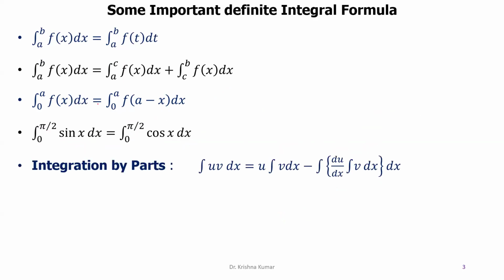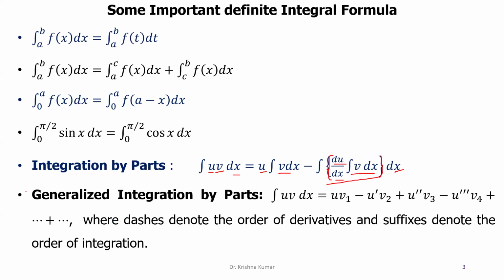Integration by parts is a very important formula, and it is used when we want to integrate the product of two functions. Integration of uv with respect to x is equal to u times integration of v with respect to x, minus integration of the derivative of u with respect to x times integration of v with respect to x, the whole integrated with respect to x. So this is called integration by parts.